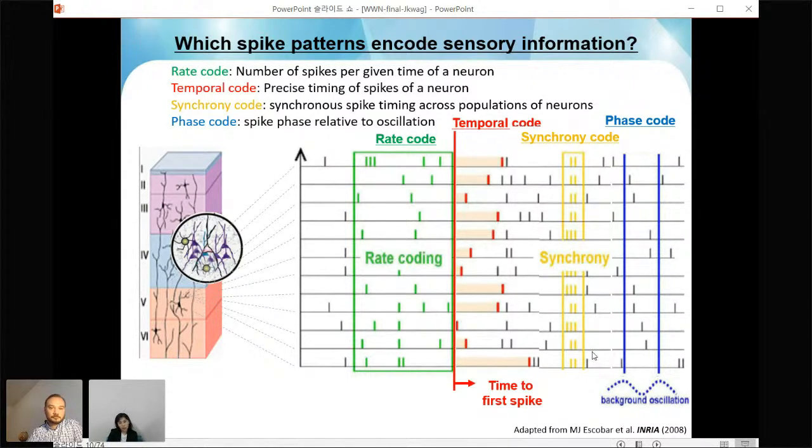This is one type of temporal code as well, but you can see that all these neurons, although they're all independent neurons across different layers, are generating spikes almost in a similar time window. So these neurons are called synchronized. Synchronous spike timings across populations of neurons are called the synchrony code. Another type of code, mostly studied in the hippocampus, is called the phase code, where each spike timing relative to the ongoing oscillation can also code information.